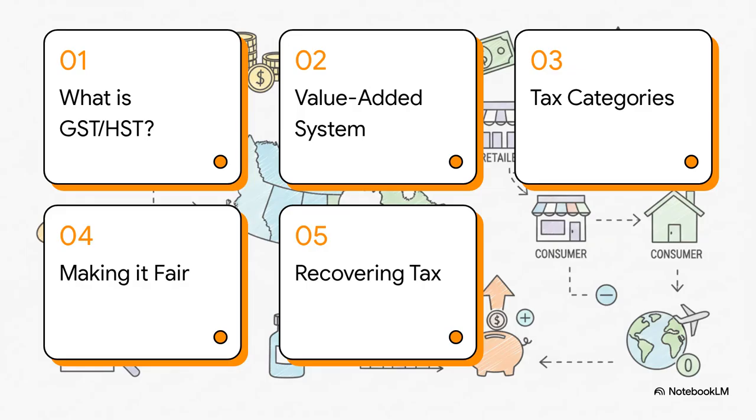We've got a clear roadmap for our discussion today. First, we'll cover the basics, what the GST/HST actually is. Then we'll unpack the core engine of the system, this idea of value added. After that, we'll see how different goods get treated differently, and then explore how the system tries to be fair to everyone. And finally, we'll look at the specific rules businesses need to follow.